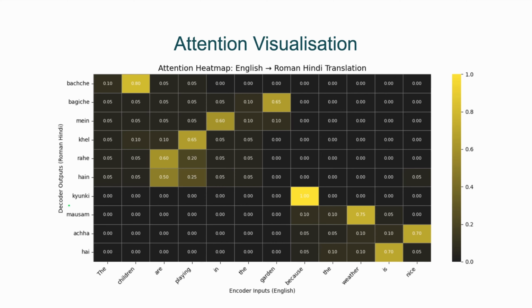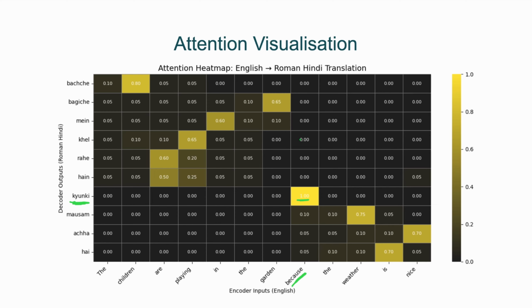Here you see for this example, kyunki, right? For generating this, we are giving importance to this token only. Here the attention weight is 1 and all the others are 0, so the sum is going to be 1. The meaning of kyunki is because. So that's how the attention is given.